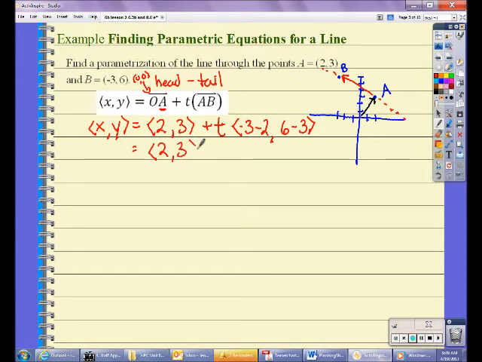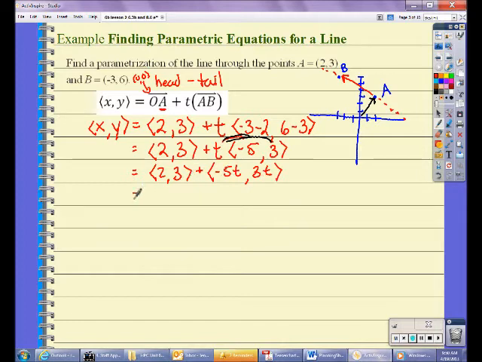2, 3 plus t times negative 3 minus 2 is negative 5. 6 minus 3 is 3. Further simplify, we can distribute. I meant to make that black. Distribute. Two, 3 plus negative 5t, comma 3t.